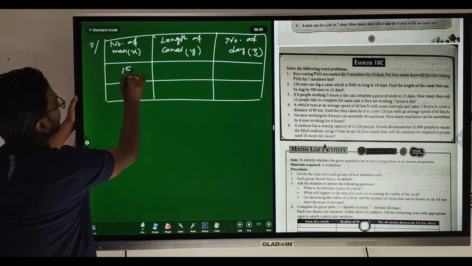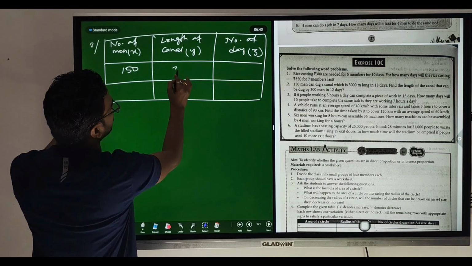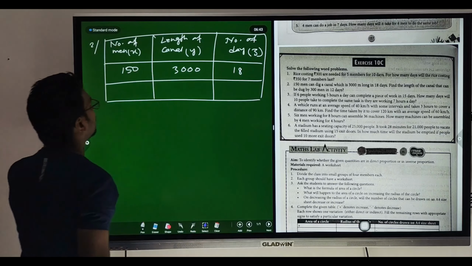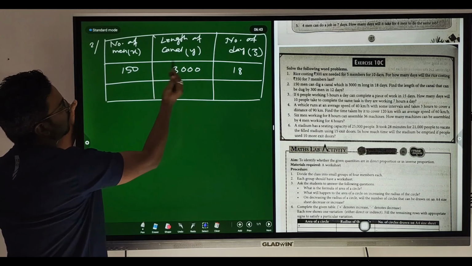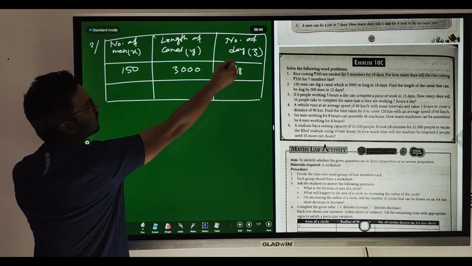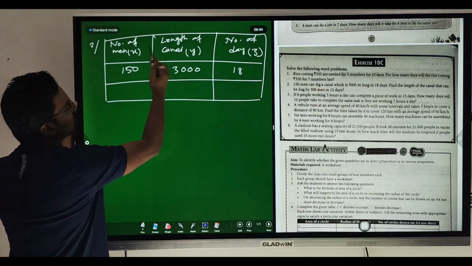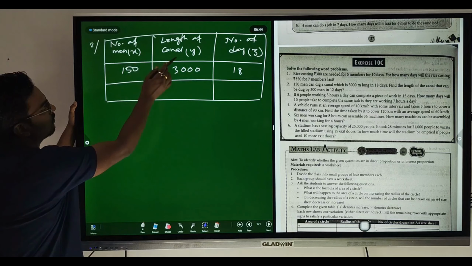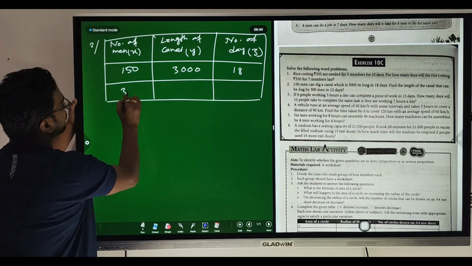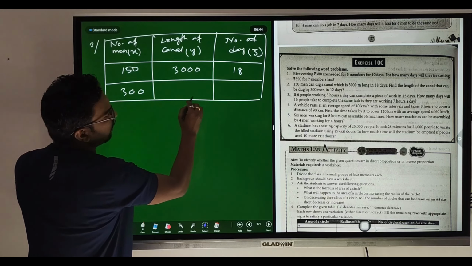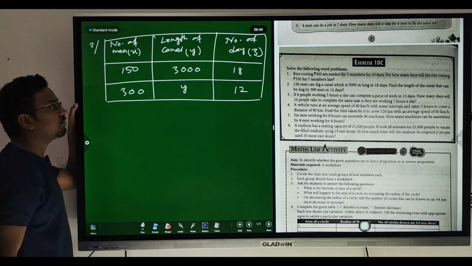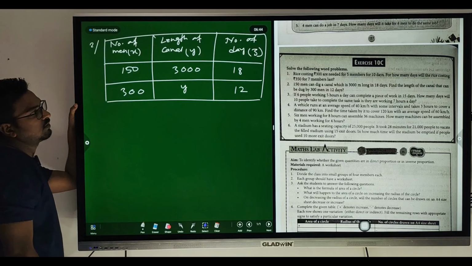So here it is given 150 and here it is 3000 meters. This is in meters and the number of days is 18. So more men, more length, and with more men the number of days will be reduced, and with fewer men the number of days will increase, right? So x and z are inversely proportional, but x and y are directly proportional. Next, here it is given how many men. If there are 300 men and they work for 12 days, what will be the length of the canal? So this is y.